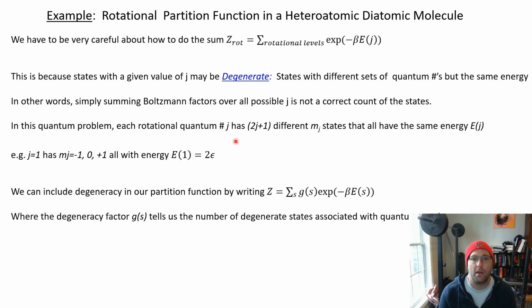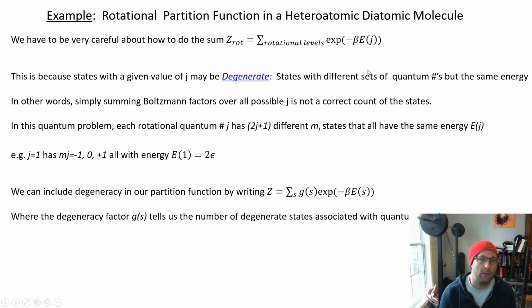And so each j has 2j plus 1 different m sub j states that all have the same energy in zero magnetic field. So remember, if you have j equals 1, if you're doing atomic physics, you'd call that a p orbital. You can have m sub j equals -1, 0, or +1, and then in zero magnetic field, they all have the same energy, which is 2 times this little epsilon. So that's what it means to be degenerate. J equals 1 determines the energy, but in fact there are 3 truly different states that all have that energy.